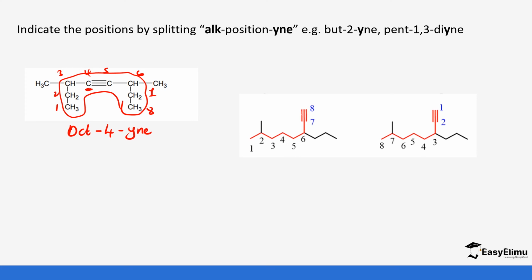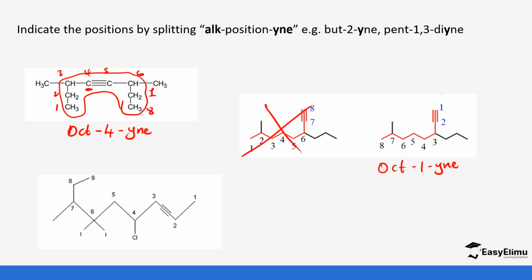For this case, remember we said we are not using this. So this becomes oct as well, then 1-yne, because the triple bond is in the first carbon, which is number 1. This one has it in carbon number 2. Remember this carbon is number 1, number 2, and number 3. So this becomes non, then 2-yne, because it's in carbon number 2.